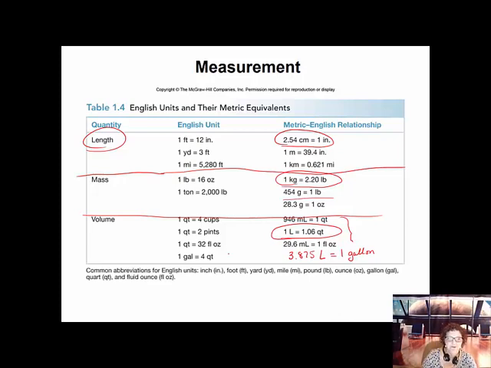Just remember, most people I find don't remember what the English conversions are because we don't really think about them that much. But quart, just like a quarter of something, you have 4 cups in a quart, 2 pints in a quart, 32 ounces in a quart, and then there are 4 quarts in a gallon. So you've got to remember the English system as well.